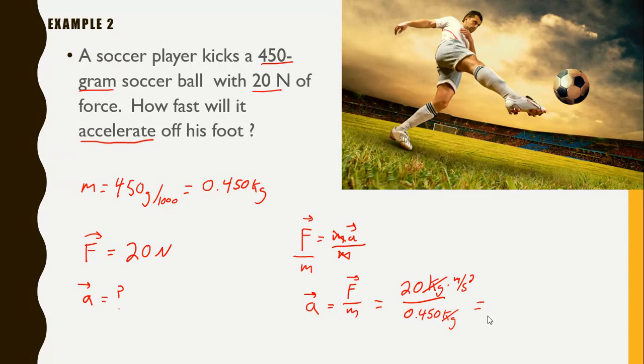20 newtons divided by 0.450 kilograms gives me an acceleration of 44 meters per second squared. Now, it's a positive, so I don't have to put any direction. Just having a positive gives me my direction here. Okay, and I check for my units and I check for my significant digits. All right, so I would get 3 out of 3 on this question.